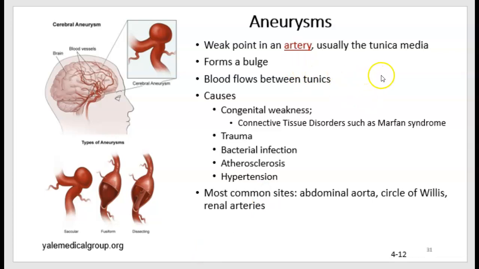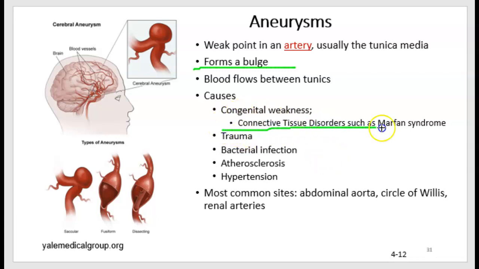Aneurysms are a weak point in an artery, usually the tunica media, and that weakness forms a bulge. And the blood then flows between the tunica media and the tunica externa, usually. Now, what are the causes?